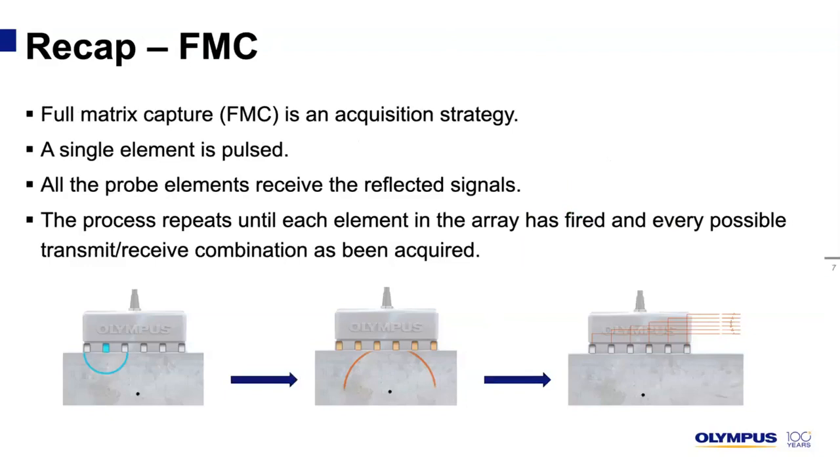FMC, or full matrix capture, is an acquisition strategy. Basically, a single element is pulsed, and all of the probe's elements receive the reflected signal. That's done for the first probe element, and that's done for the rest of them, and the process repeats until each element of the array has fired and all transmit and receive combinations have been acquired. That's what we call the FMC raw A-scans.